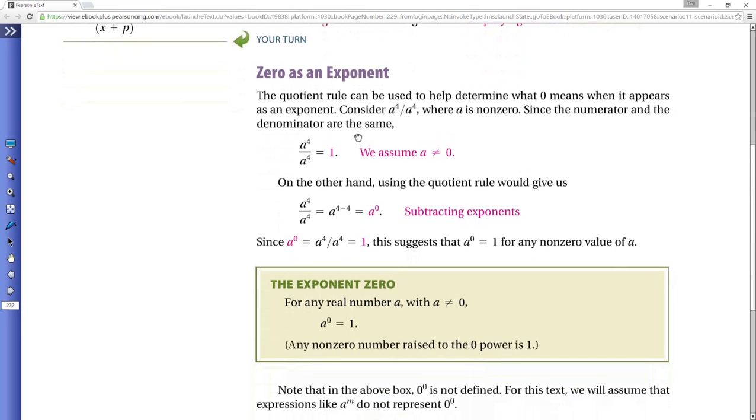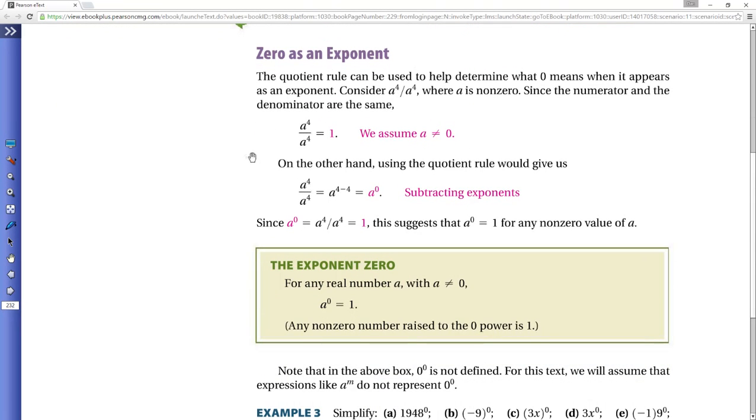Now, 0 as an exponent is kind of an interesting thing, and what they do is they say, well, let's talk about things we know that are there, like first this fraction, a to the 4th over a to the 4th. Well, we should know when the numerator is the same as the denominator, we end up with a fraction equal to 1. And that's exactly what they've given us here, these are exactly the same as long as a is not 0. And you can't divide by 0.